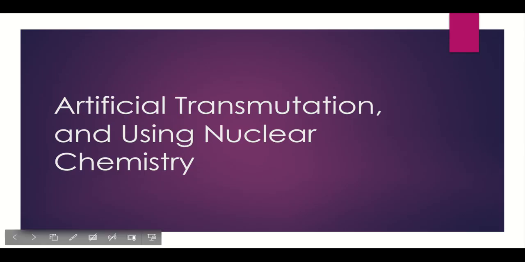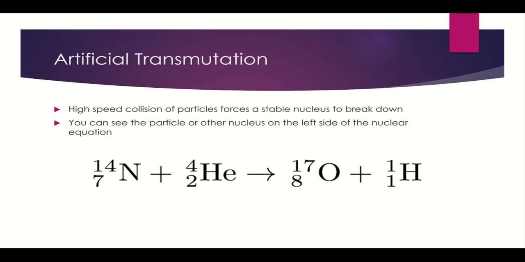Okay, so our last video here is on artificial transmutation and the uses of nuclear chemistry. To start off with artificial transmutation, we want to talk about that word transmutation. We know this means changing a nucleus of one element into a new nucleus of a new isotope. We've done that in the past through natural decay, where something that's naturally radioactive undergoes alpha, beta, positron decay.